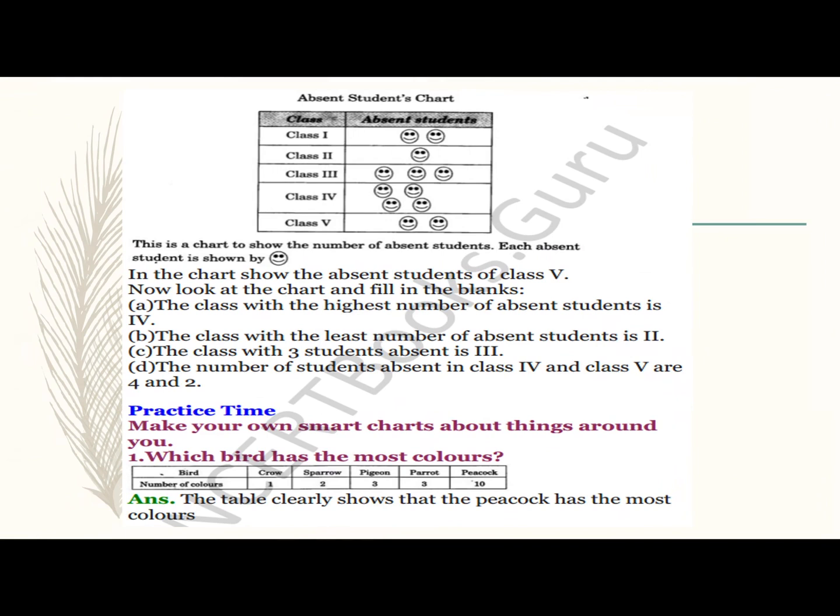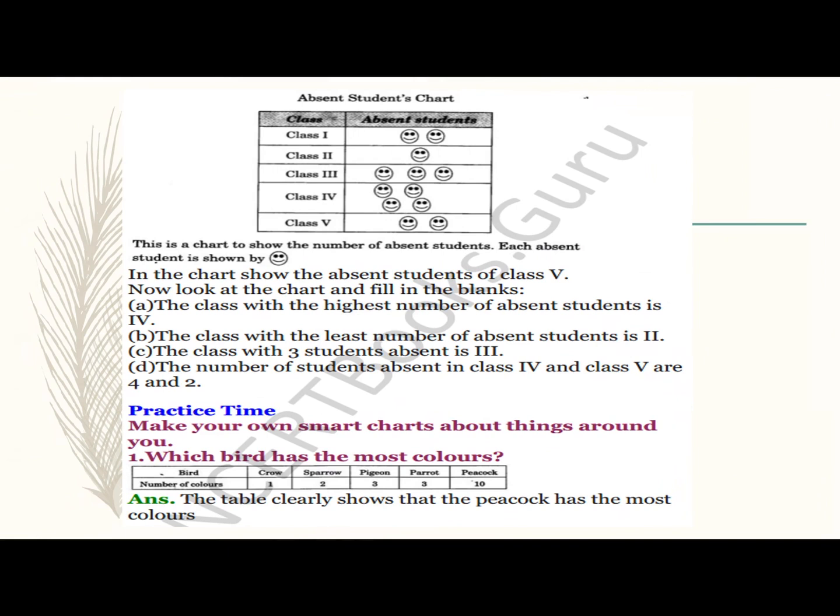In the chart show the absent students of class 5. Now look at the chart and fill in the blanks. The class with the highest number of absent students is 4. The class with the least number of absent students is 2. Class 2, isn't it? There are only 1. The class with 3 students absent is class 3. The number of students absent in class 4 and class 5 are 4 and 2 respectively.